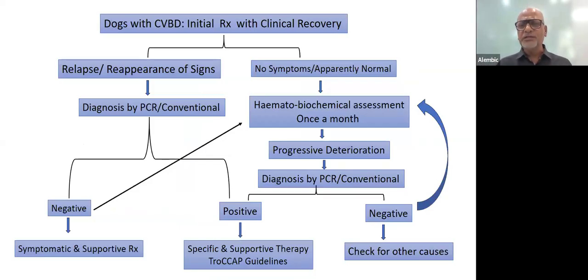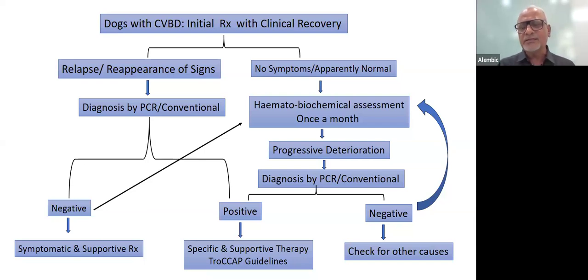So what should be the plan? For example, you diagnose, you treat, there is a clinical recovery. So what is your advice to the owner? As I've said, client compliance is very important. So tell the owner that relapses are common. So watch for the symptoms.